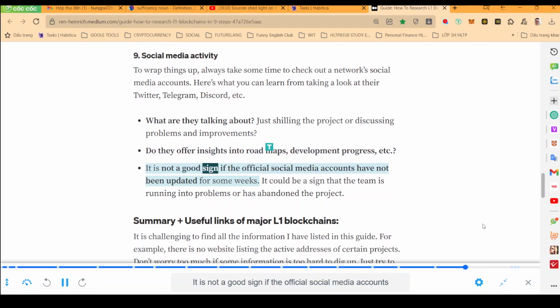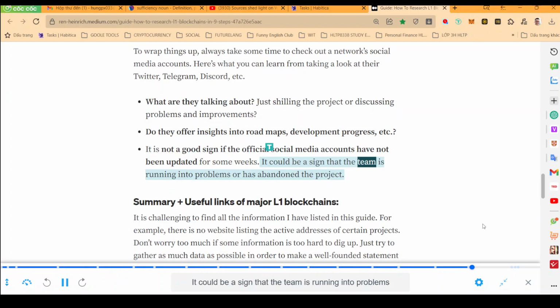It is not a good sign if the official social media accounts have not been updated for some weeks. It could be a sign that the team is running into problems or has abandoned the project.